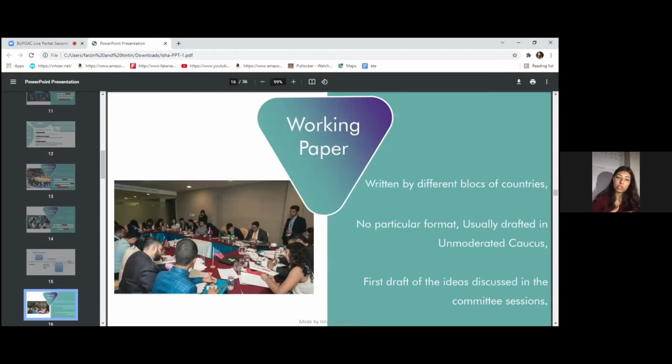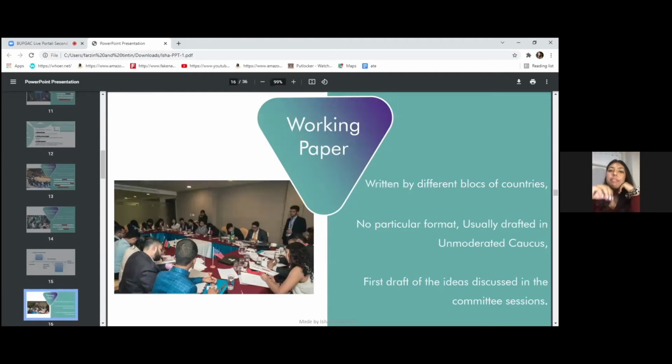If a DIAS member wants to see it, you just draft it in unmoderated caucus, because the best thing you can do is listen. Listen to what other delegates are saying. If their point is nice, you write it down. A working paper is also an informal draft of a draft resolution in a committee session. You'll get more of this in the next slide.